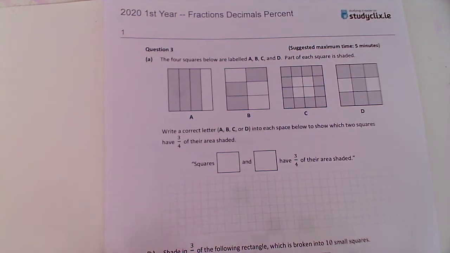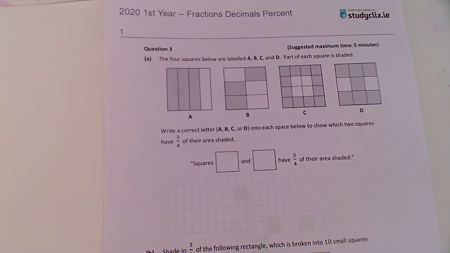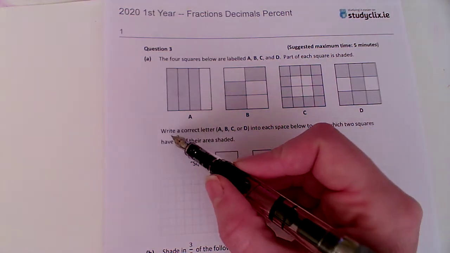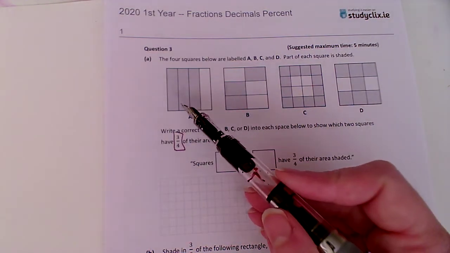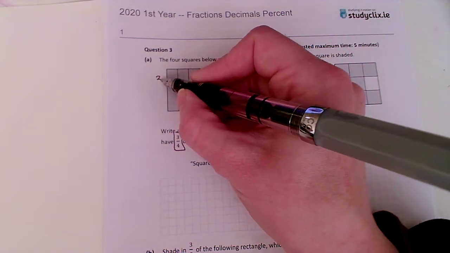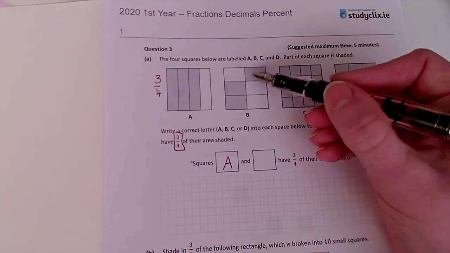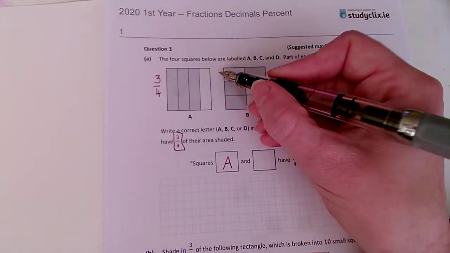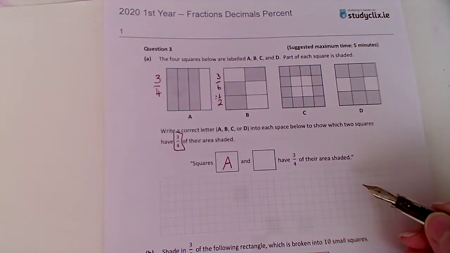Okay, so the first question we had here, there are 4 squares labelled A, B, C, D, and part of each square is shaded in. Write the correct letter into each space to show which 2 squares have 3/4 of their area shaded, so 3 out of 4. Well, A has 4 sections and 3 of them are shaded, so this one definitely has 3/4. You can write it in straight away. B has 6 sections and 3 of them are shaded. So it has 3/6 or 1/2 of B is shaded.